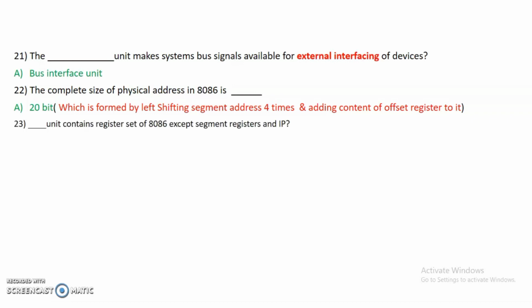Bit number 23. The dash unit contains a register set of 8086 except segment registers and IP. So the answer will be execution unit.